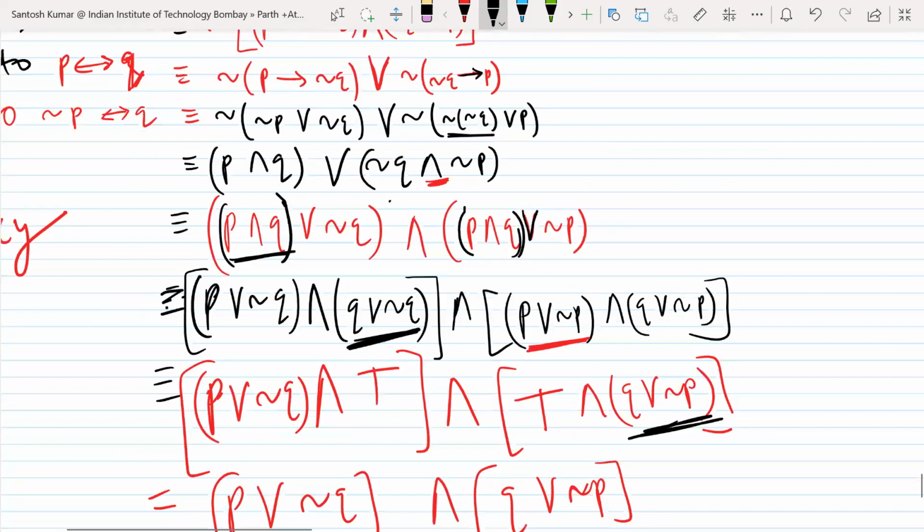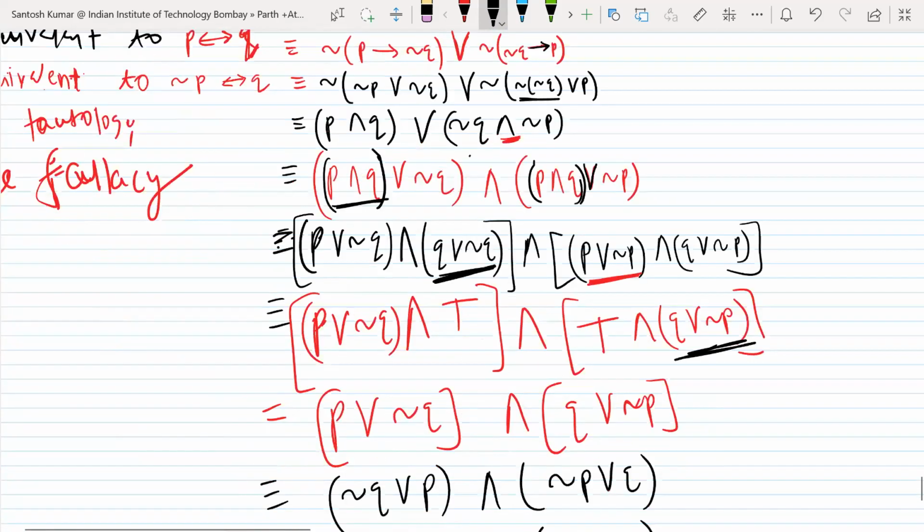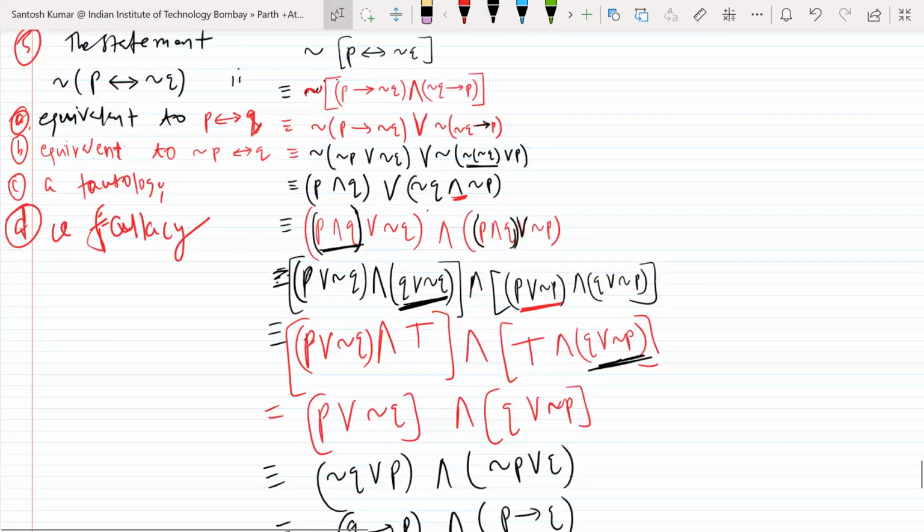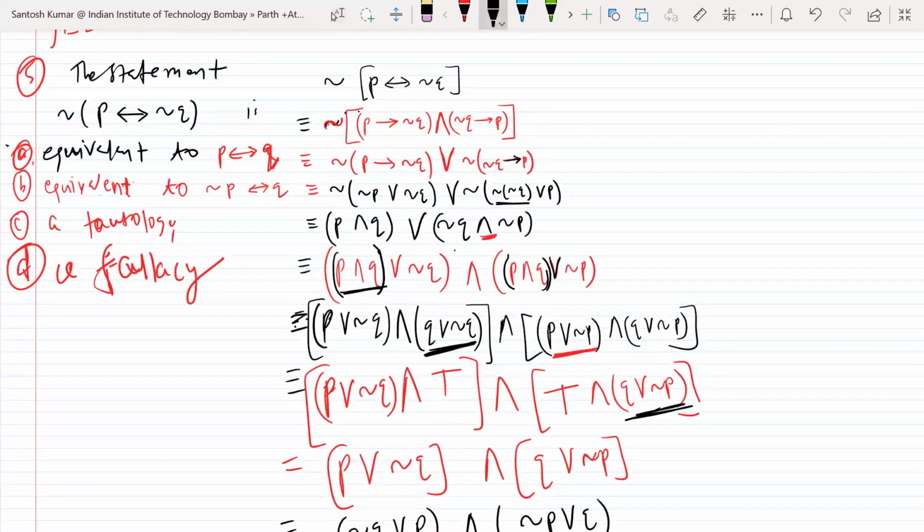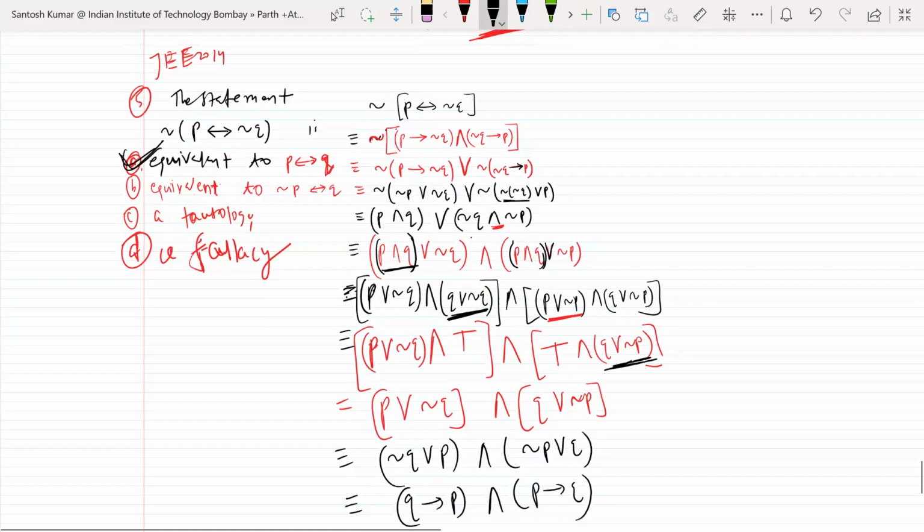So there must be some other easier way. I have done it the wrong way. So it is equivalent to, or you can use the truth table way, but that will get problematic. So option A is correct: P if and only if Q, it is equivalent. So any doubt in this? You look.